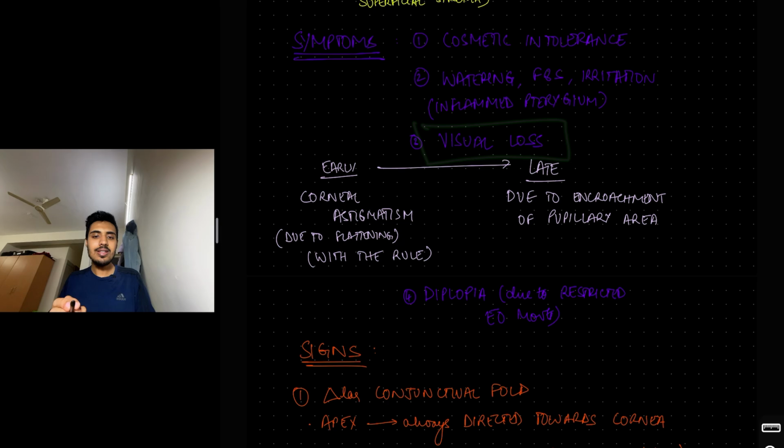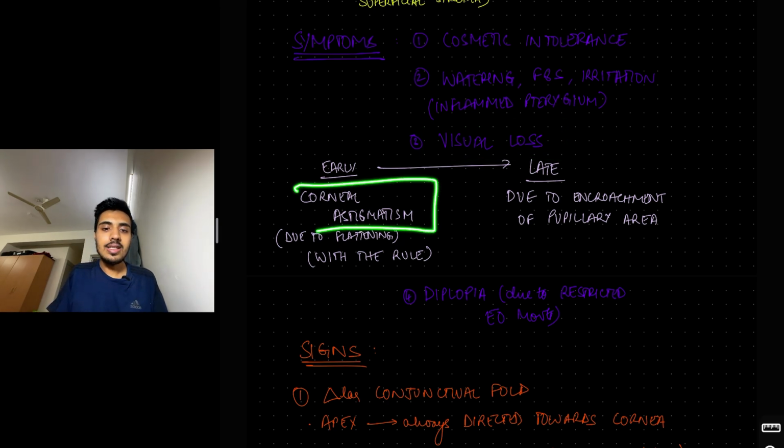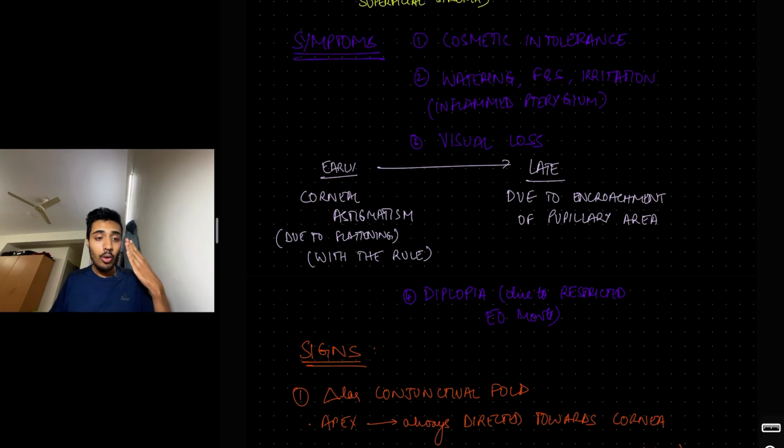See, initial stages, early stages, the vision loss is because of corneal astigmatism. I'm talking about before it comes all the way across onto the pupil. So initial stage, it is growing. It starts flattening the cornea. And when it starts flattening the cornea, there is astigmatism. So due to flattening, there is corneal astigmatism.